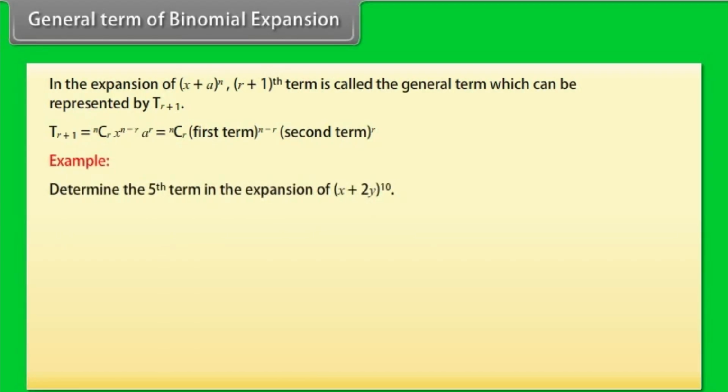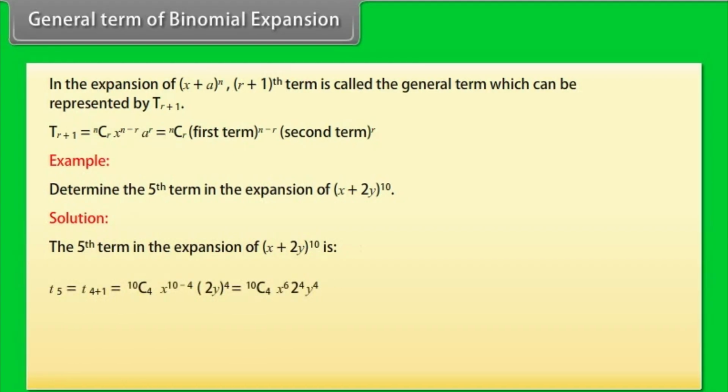Example: determine the fifth term in the expansion of (x + 2y) raised to power 10. Solution: the fifth term in the expansion of (x + 2y) raised to power 10 is given below. 3360 into x raised to power 6 into y raised to power 4.